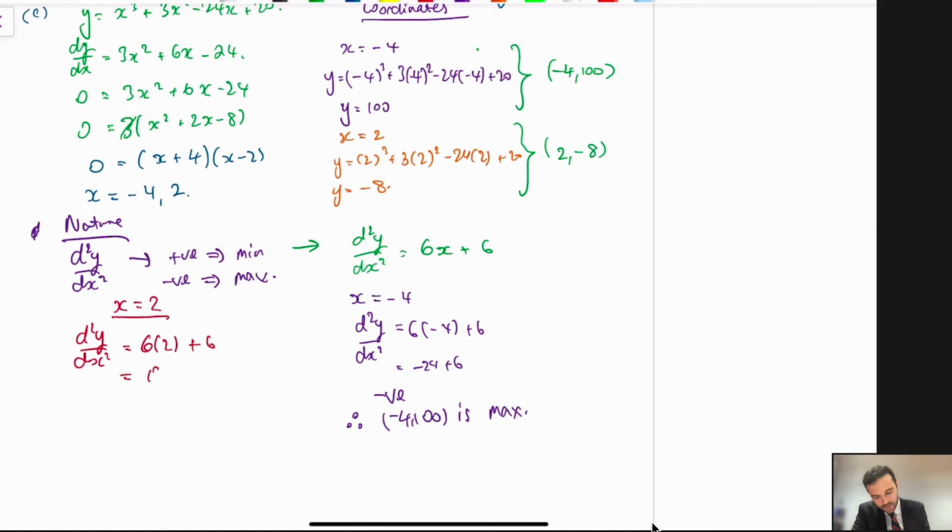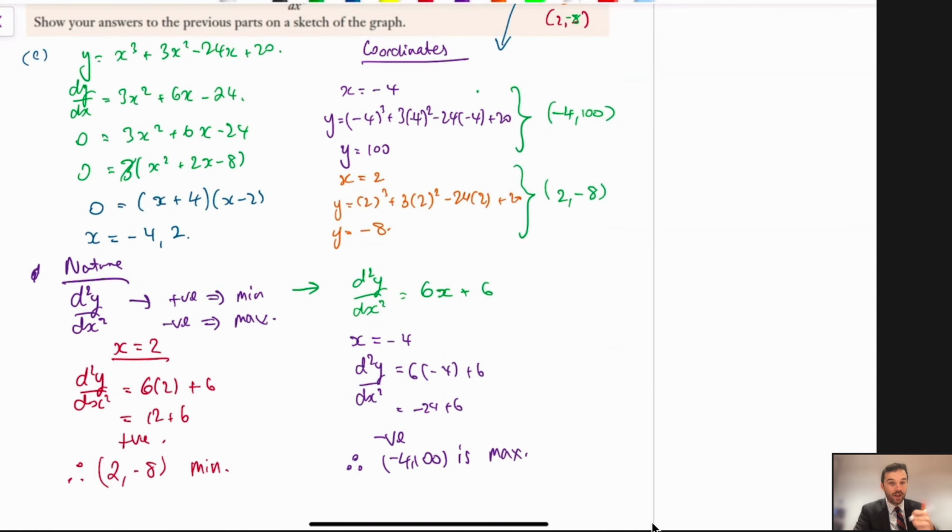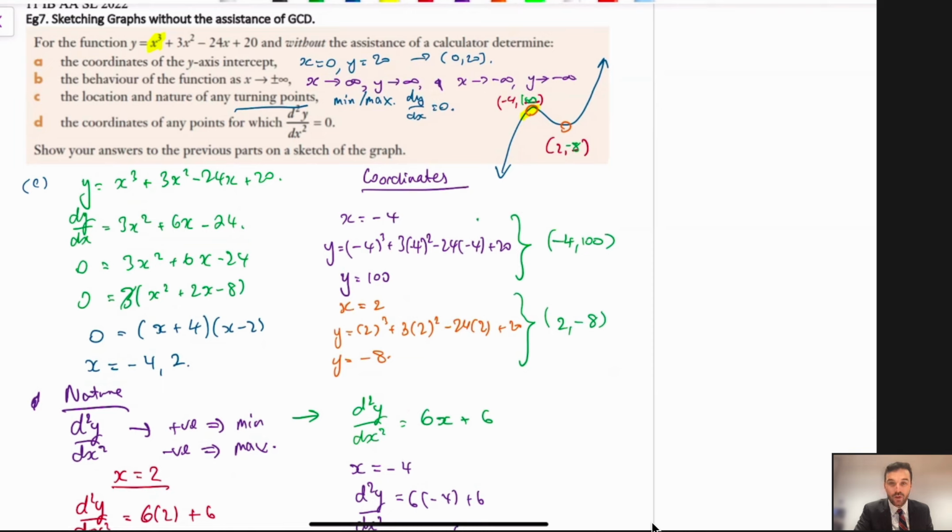Okay, we got 12 plus 6, which we can see is positive. Therefore, we can say this point here is going to be a min, okay? So we've got our nature using the double diff test. We've found our turning points. We've seen now the location and nature of any turning points.